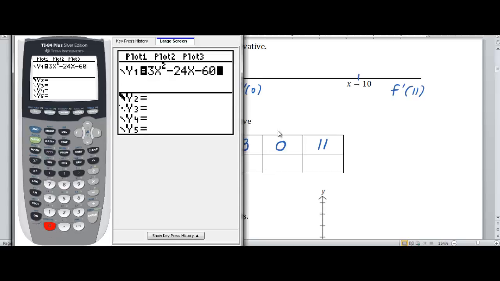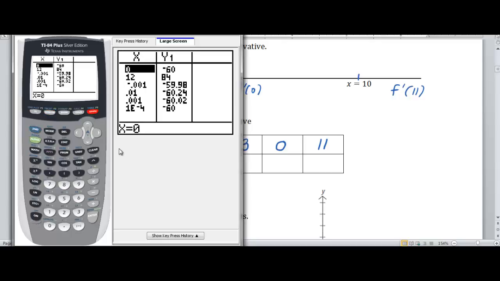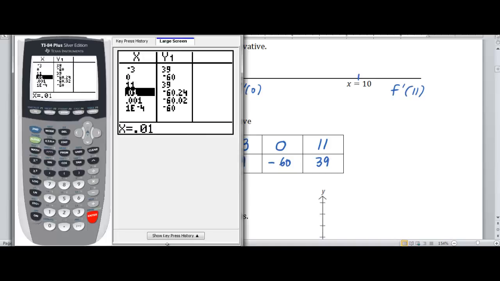And we want to test the points -3, 0, and 11. So what I'm going to do is use the table function. So you go to second window, which is table set, and I want it to be ask, and then second table, and we have the points -3, 0, and 11. Okay, so the values are going to be 39, -60, and 39. Okay, again, we did this from looking at the table.